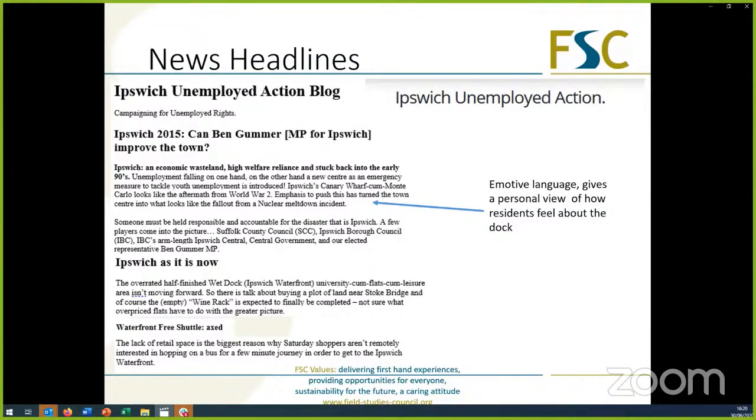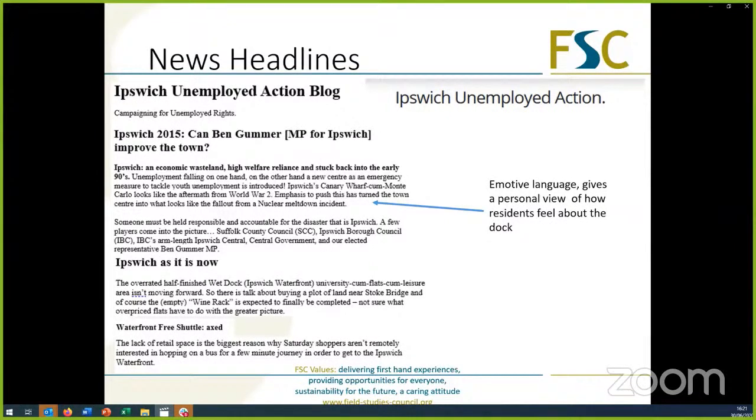We could start to look at it in detail by breaking the article down through textual analysis or coding to see what the main themes are. Just a quick skim of this writing shows that it's a very negative piece, but the use of emotive and evocative language really paints a picture of how the residents feel about the dock area. The words nuclear meltdown may seem hyperbolic, but there is no ambiguity as to the strength of feeling.